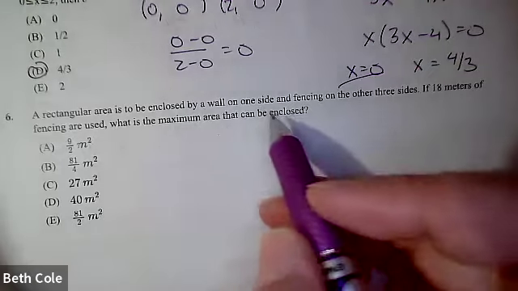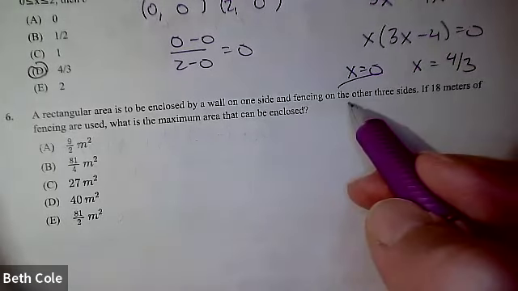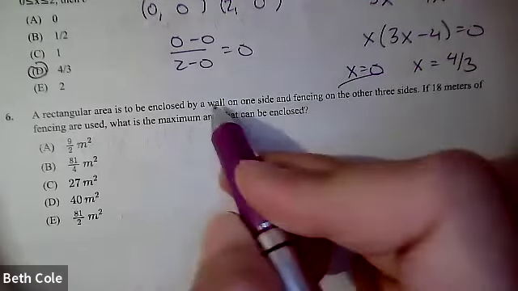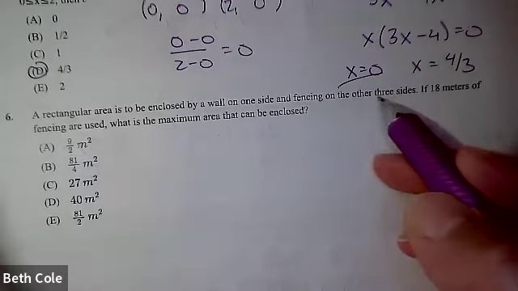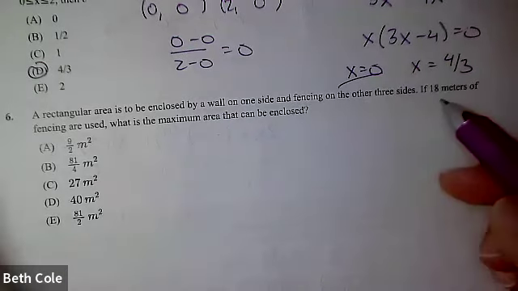A rectangular area is being used, with one side being a wall and fencing on the other three. So one side is going to be a wall, and you just have fencing on the other three. I gave you a trick for this one.